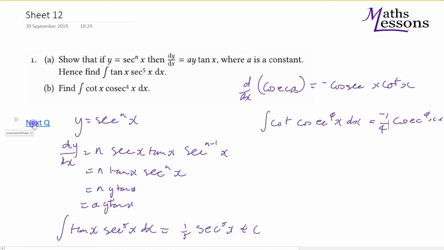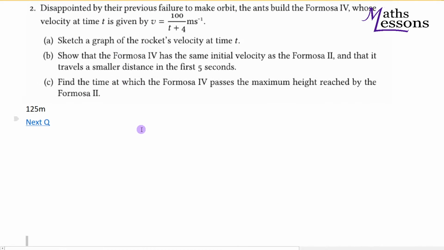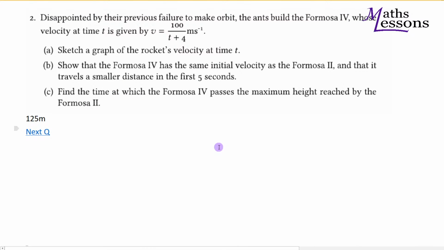Right, next question. Question 2. Off you go. This one's a little bit longer, so let's just check. I think this would be a 5-minute question, so timer for 5 minutes.